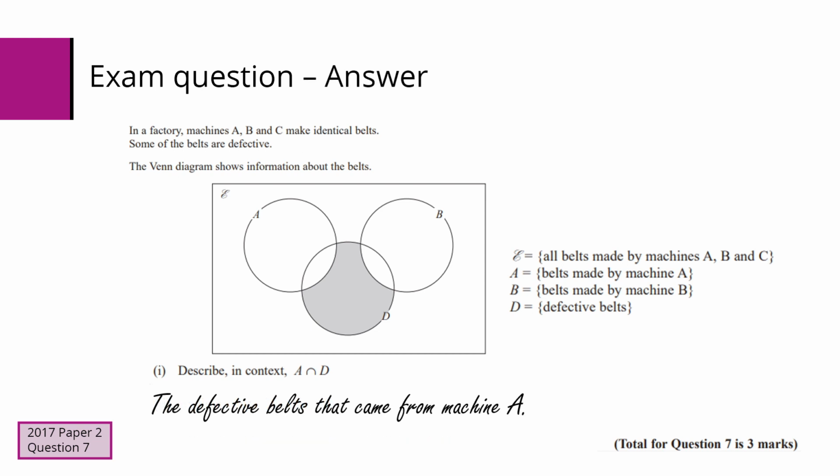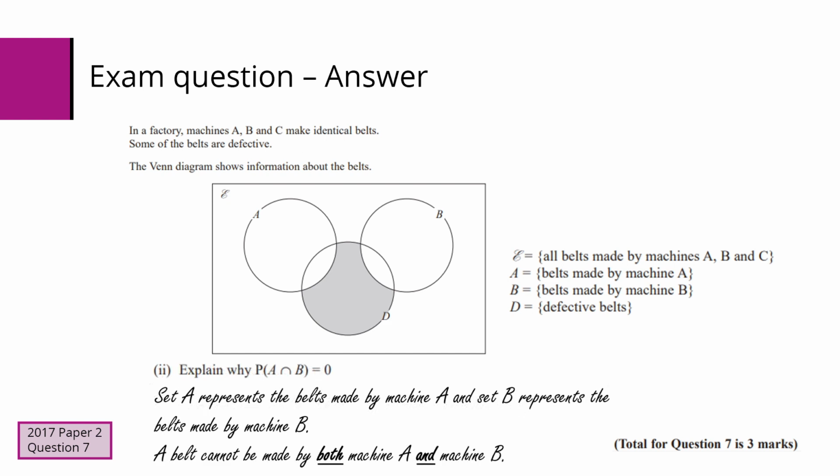So in context, A intersect D: D is the set of defective belts, A is the set of belts made by machine A, so A intersect D represents the defective belts that come from machine A. To explain why the probability of A intersect B equals 0, set A represents the belts made by machine A, and set B represents the belts made by machine B. A belt cannot be made by both machine A and machine B, therefore the probability of the intersection between A and B will be 0. You can see on the Venn diagram, the sets do not intersect.